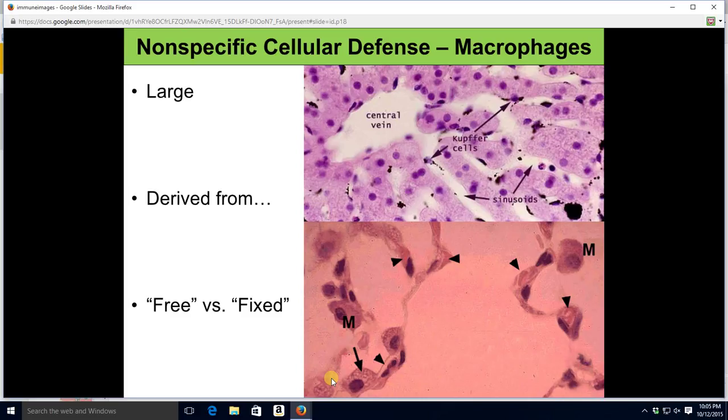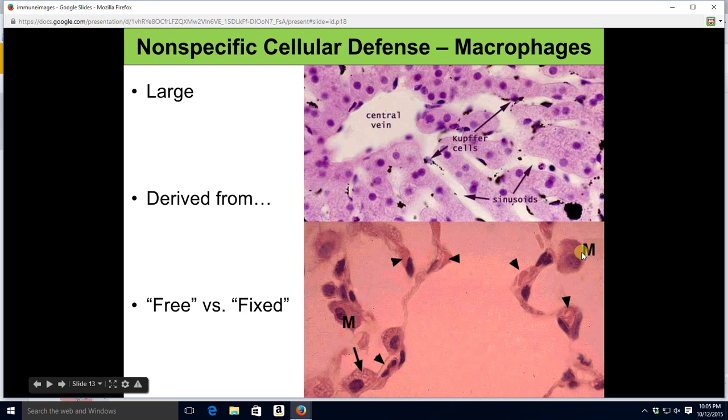Great. More non-specific defenses. Macrophages. Macrophages are big. Of course, macro means big. Phages means they're going to do phagocytosis. They're going to engulf foreign things. We remember all of our macrophages are derived from monocytes. There are two big varieties. There's free and there's fixed.